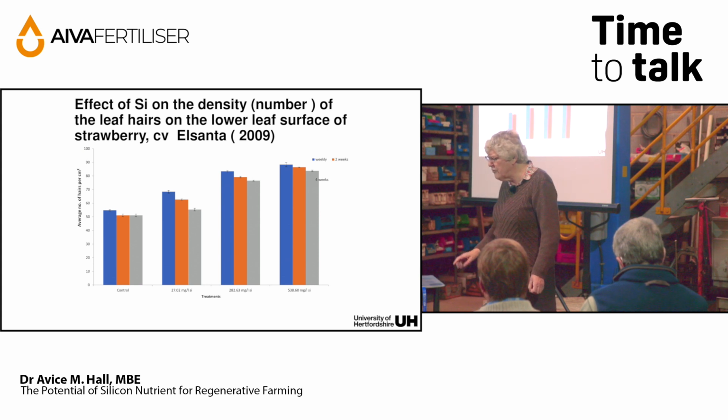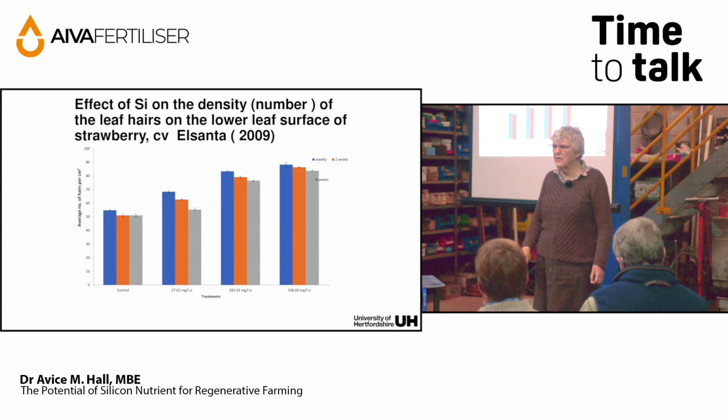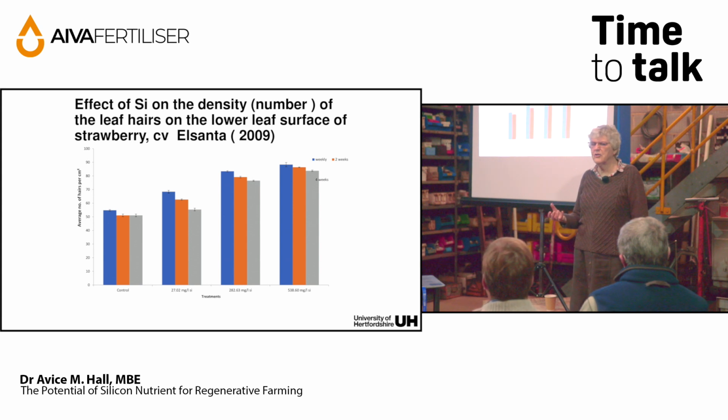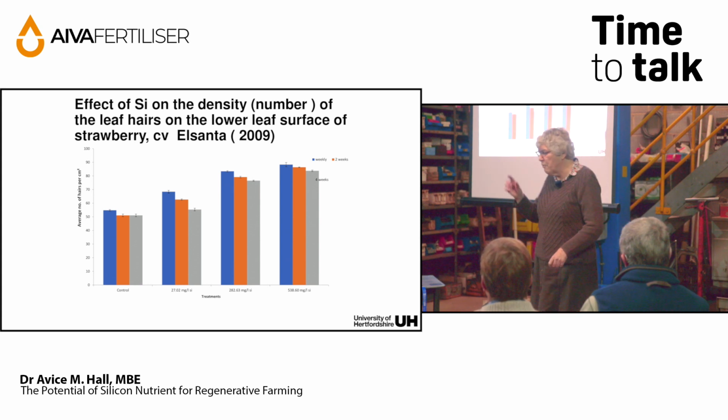Now, the other interesting thing, this was an early discovery, and I had no idea what the benefits of this were. When you are using silicon, you actually get more hairs on the strawberry leaves. Bit worried about whether you got hairs on the strawberry, but we passed that test. So we get both more hairs and longer hairs.